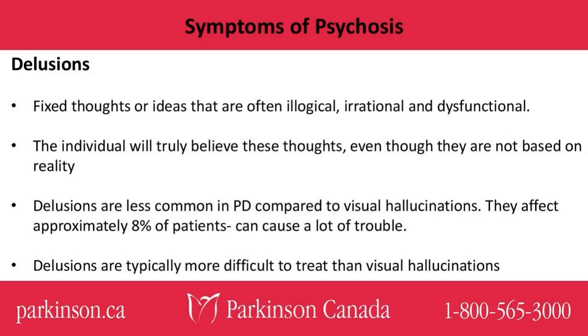Delusions are very different in that they're really more thoughts or ideas that most of the time are illogical, irrational, and dysfunctional. The person with Parkinson's truly believes that these thoughts, even though they are not based in reality, are true. And the good news is that delusions are less common compared to visual hallucinations, and they affect approximately 8% of patients. However, they can cause a lot of trouble, and usually they're more difficult to treat than visual hallucinations.